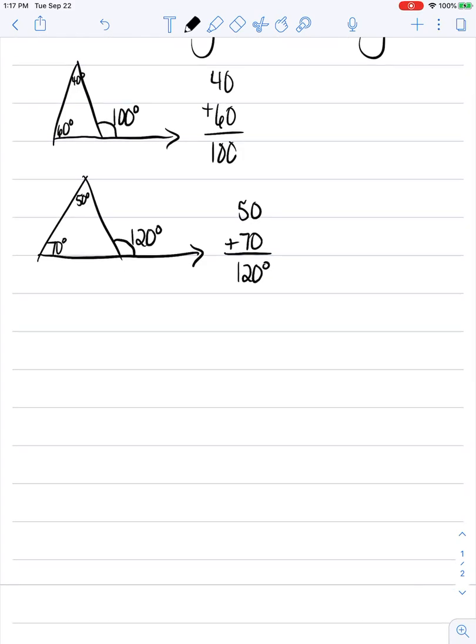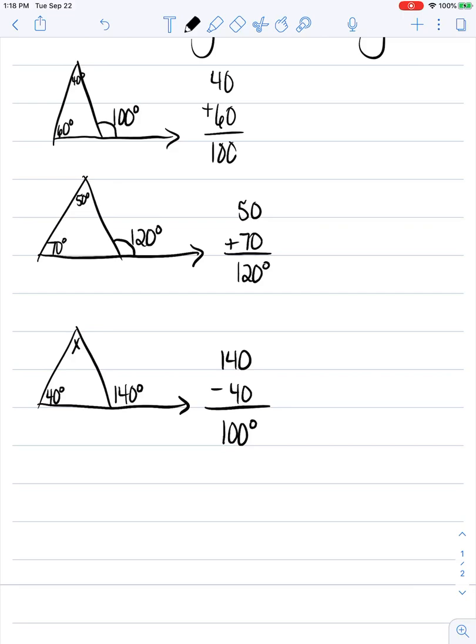Let's say we have this relationship right here. Let's say I have 140 degrees as my outside angle, and I tell you that one of the opposite inside or interior angles is 40 degrees. I can find this missing angle. What's the opposite of addition? Subtraction. So I can take that outside angle, subtract that inside, and I find that the other missing inside angle is 100 degrees. So let's take a look at how you may see this in your work.